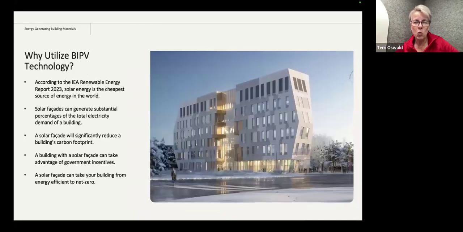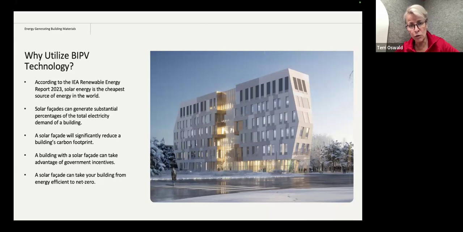So the question becomes, why do you want to use BIPV technology? There are a lot of advantages. So the biggest is to generate a substantial amount of electricity. For example, this project in this photo here, the entire facade is going to be BIPV. We'll be on construction next year and installing this technology. And this building is going to generate 43% of the building's daily electrical needs. That's what BIPV technology will do.